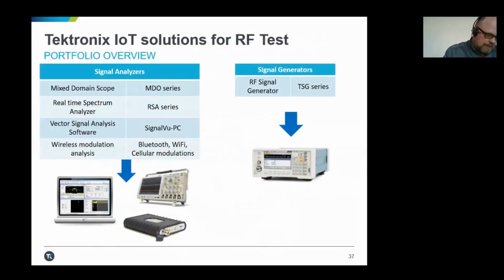Be aware that we offer excellent solutions for testing the RF blocks of your IoT device. Tektronix offers the MDO series of oscilloscopes with correlated time and frequency domain measurements. The RSA series instruments are compact real-time spectrum analyzers. SignalVu software provides vector signal analysis and wireless modulation protocol analysis. Vector signal RF sourcing is provided by the TSG series signal generators. Tektronix and Keithley can help you with all your IoT product measurement challenges.